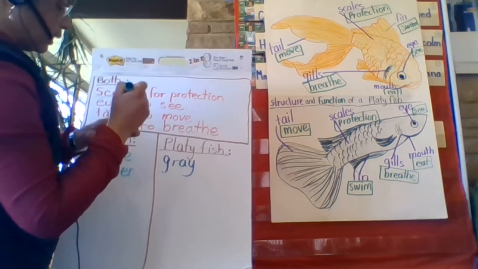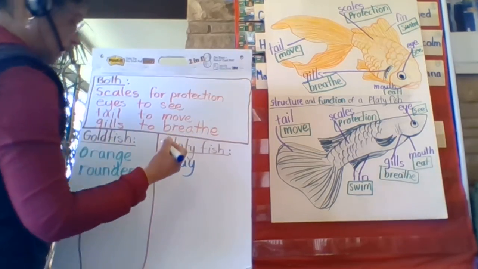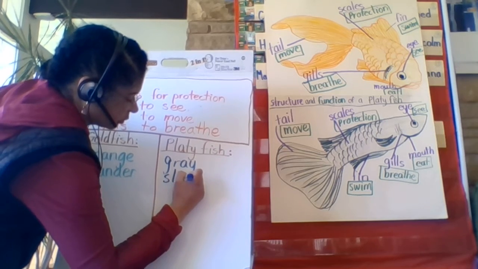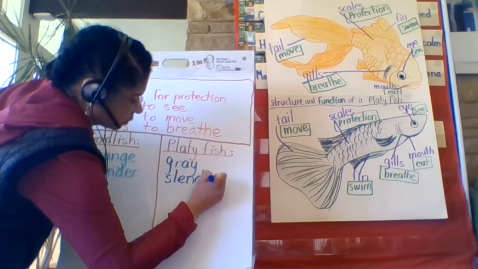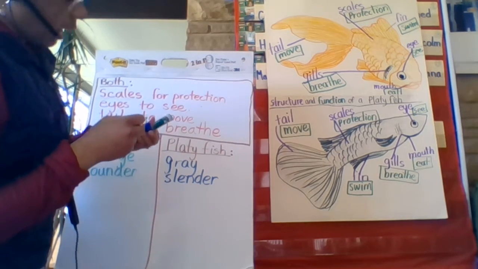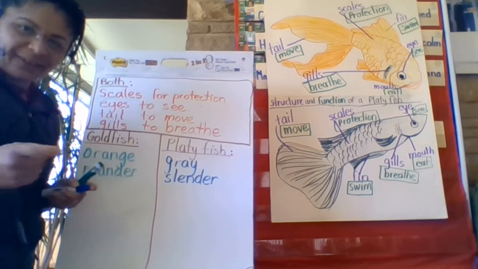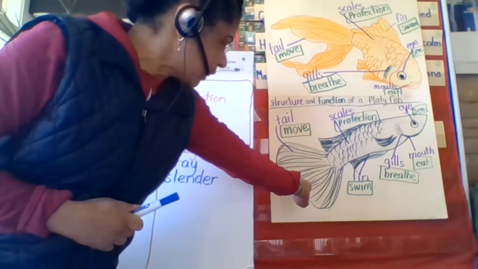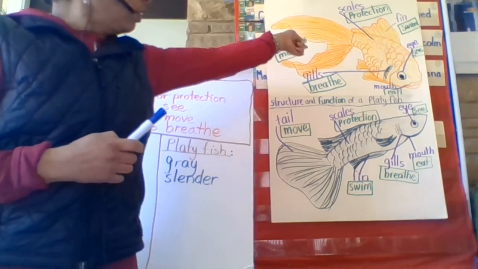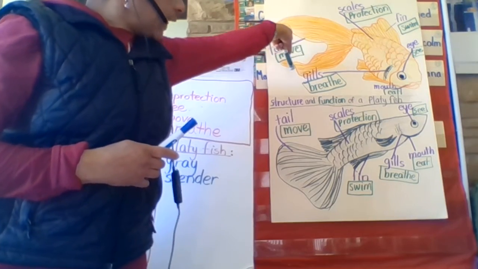Rounder. And then this one is a little bit slender. What else is different? Oh my God! You guys have great eagle eyes. Do you notice the shape of their tails? The goldfish has a longer tail.